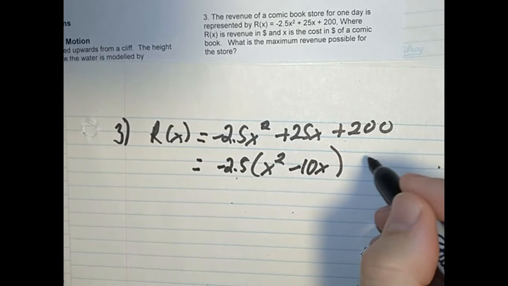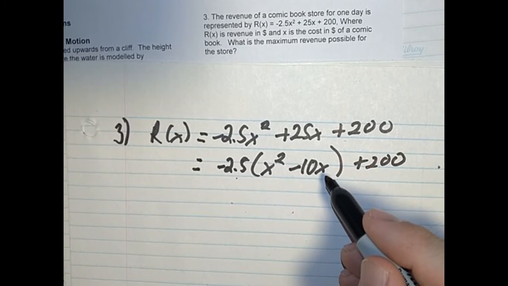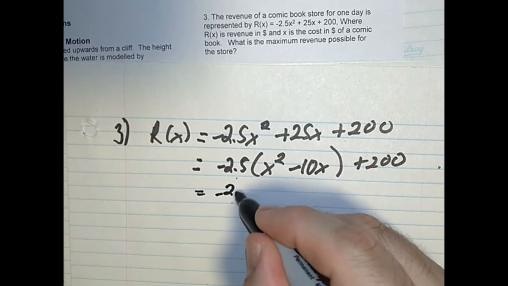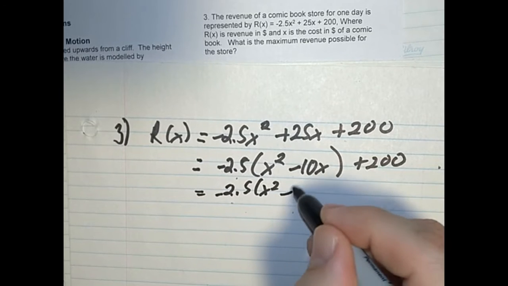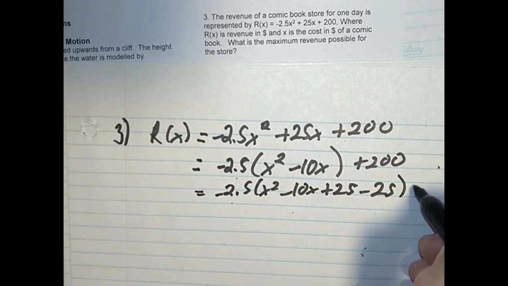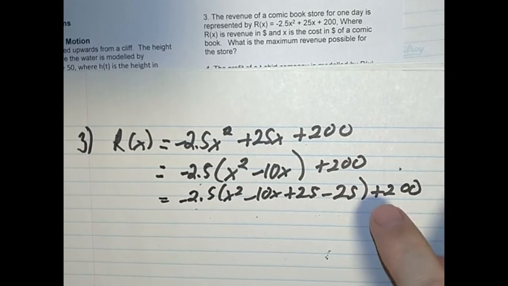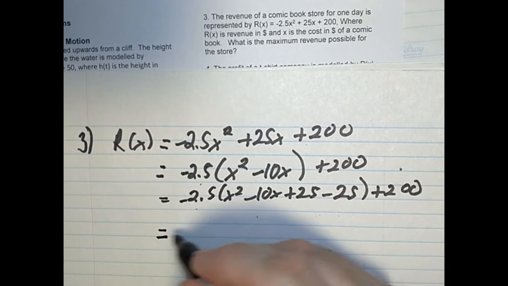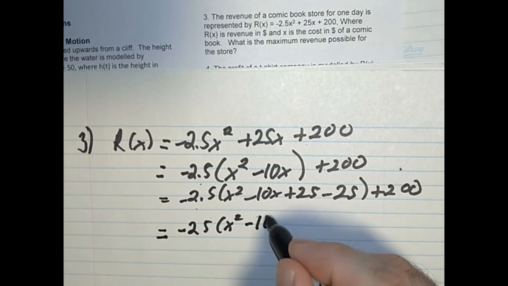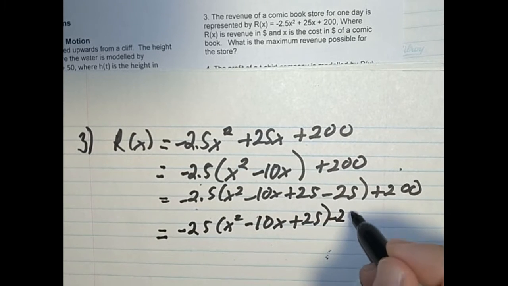So just the first two and leave the other one. Now 10 divided by 2 is 5. 5 times 5 is 25. So I'm going to add and subtract 25. Minus 10x plus 25 minus 25 plus 200. Now I'm going to take the negative 25 out. Minus 2.5, so x² minus 10x plus 25, and then negative 25 comes out.